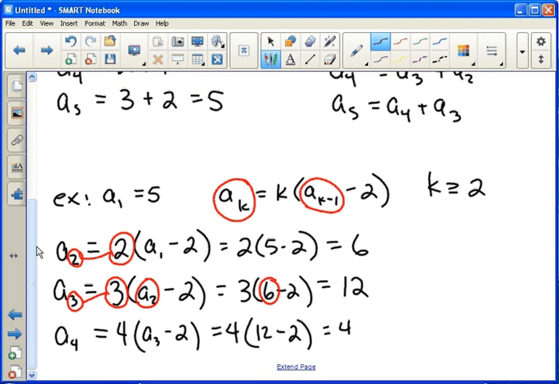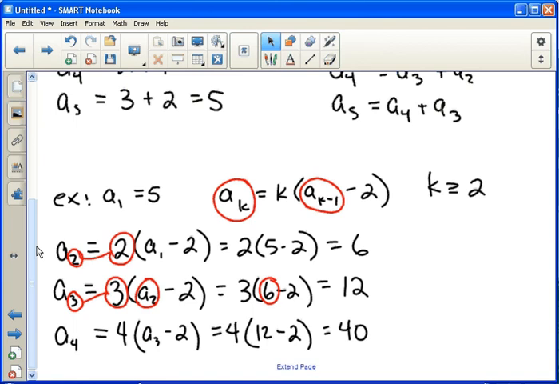So those are recursive sequences. They're sequences that require you to know previous terms in order to determine current or later terms.